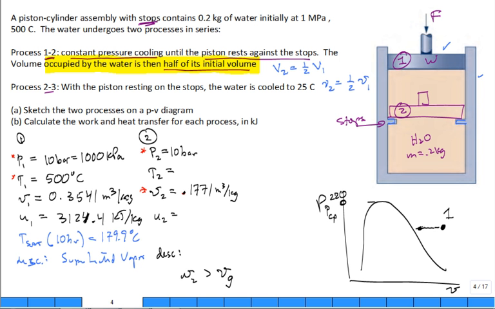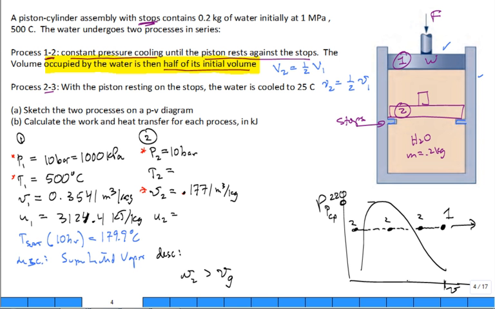But do you stop right there? Is that state 2? Or when you cool it, does it go inside the dome? Or does it go all the way through the dome and outside the dome over there? Or does it go this way? Well, we know that it's not going this way, is it? Because look, it went to half of its original value. So if it started here at 0.3541, it ends somewhere over here, 0.1771.